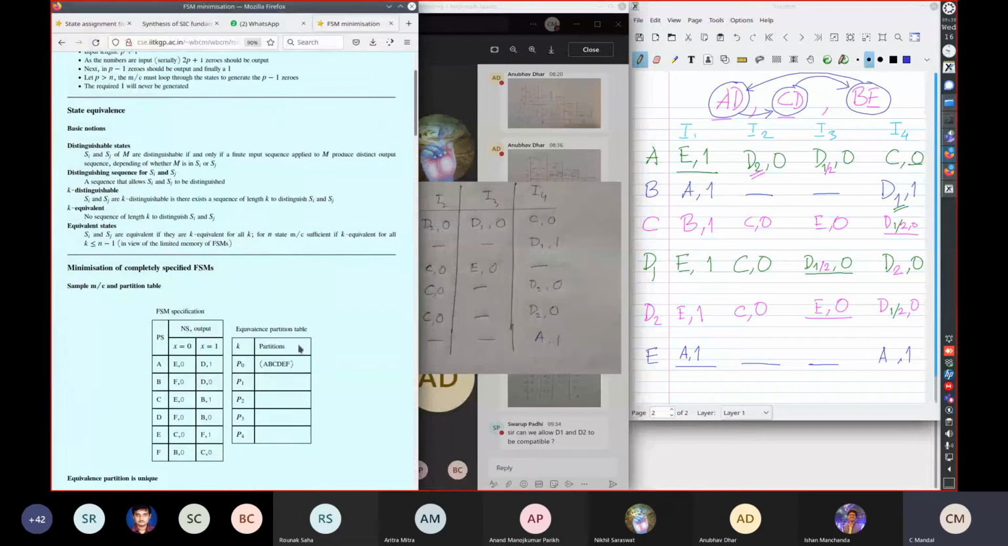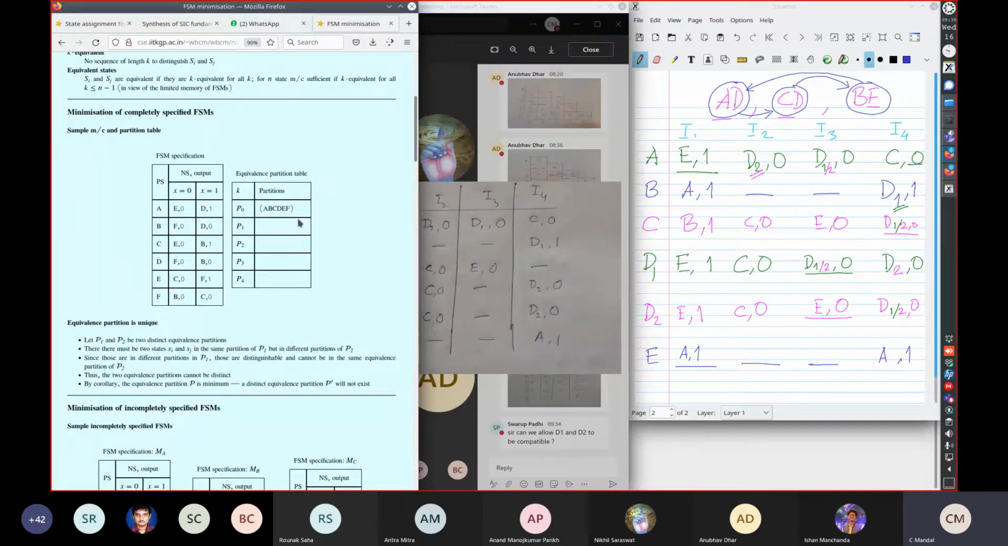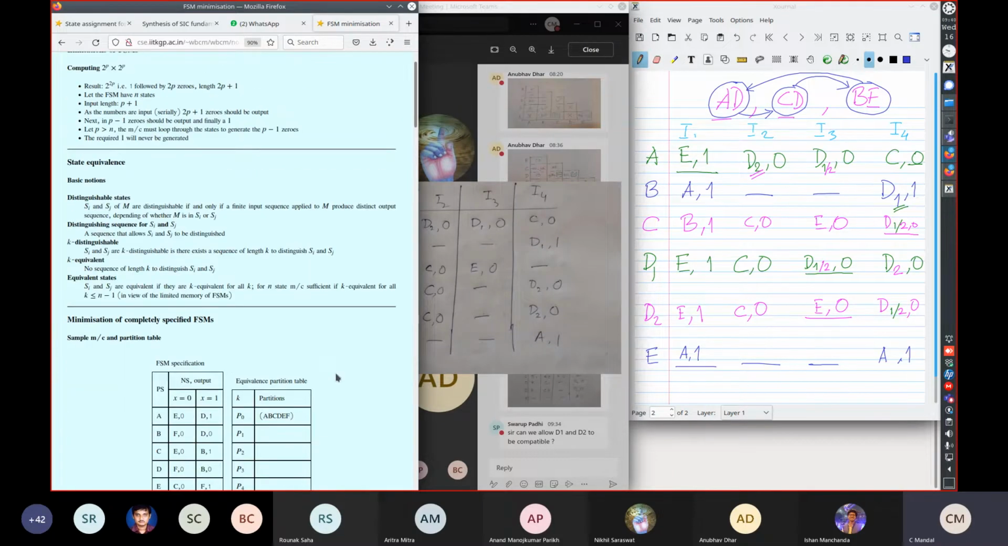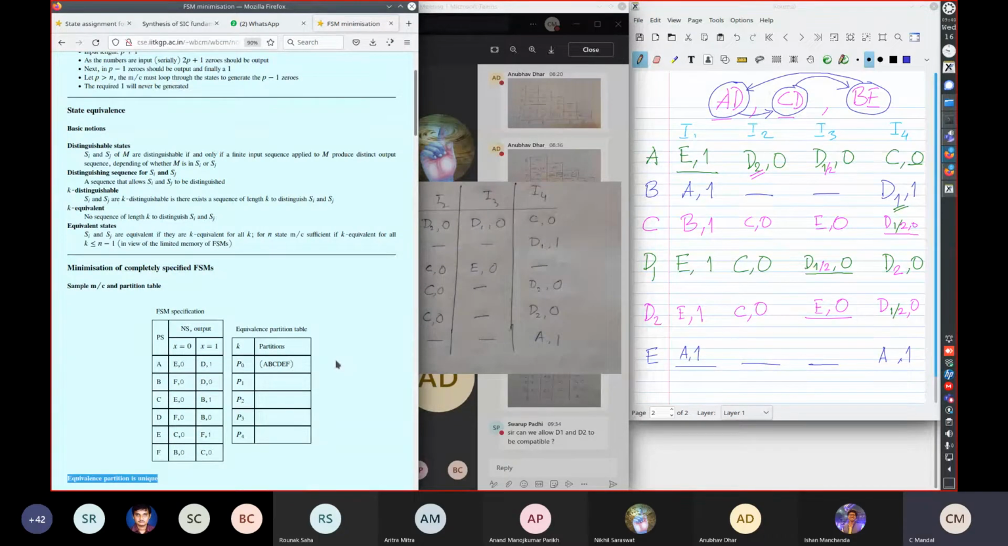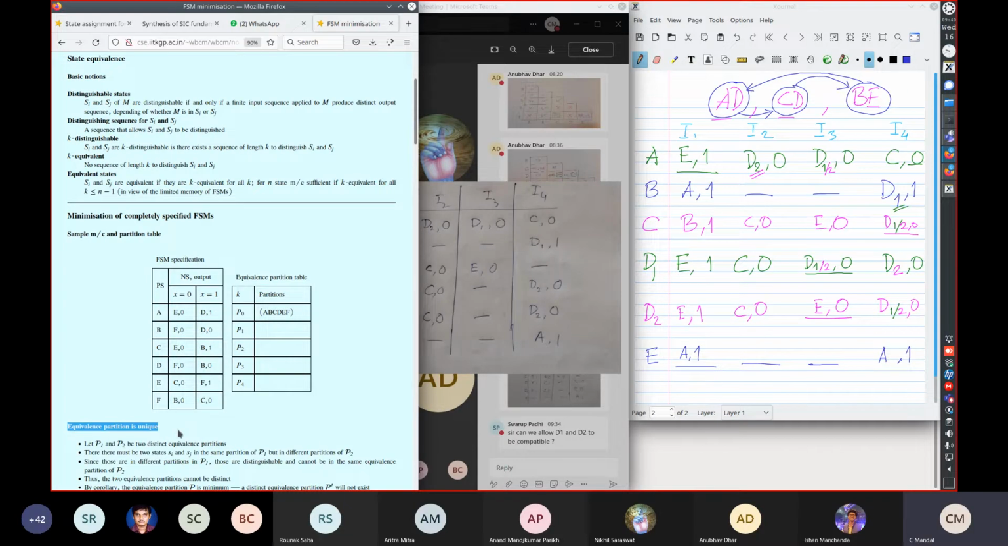And there, it can be shown that the equivalence partition is unique. The argument is a simple one; you can go through it yourself. So long as you get an equivalence partition, it's good enough for a completely specified FSM because it is unique. Any equivalence partition that you get, that's it.